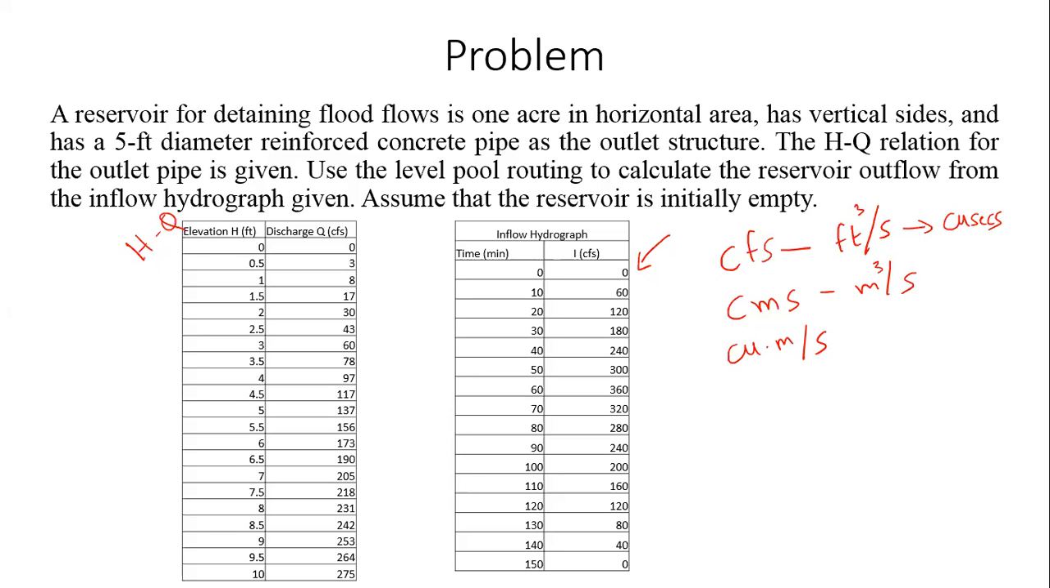All right. So this is the piece of information that's available to you. The HQ relationship is known. The inflow hydrograph is known. Let's look at the last statement: assume that the reservoir is initially empty. So the storage at time t equal to 0 is known. The storage at time t equal to 0 is 0 cubic feet, because the reservoir is initially empty. The outflow at time t equal to 0 will also be 0 cubic feet per second. So we already know the S and Q values at time t equal to 0.